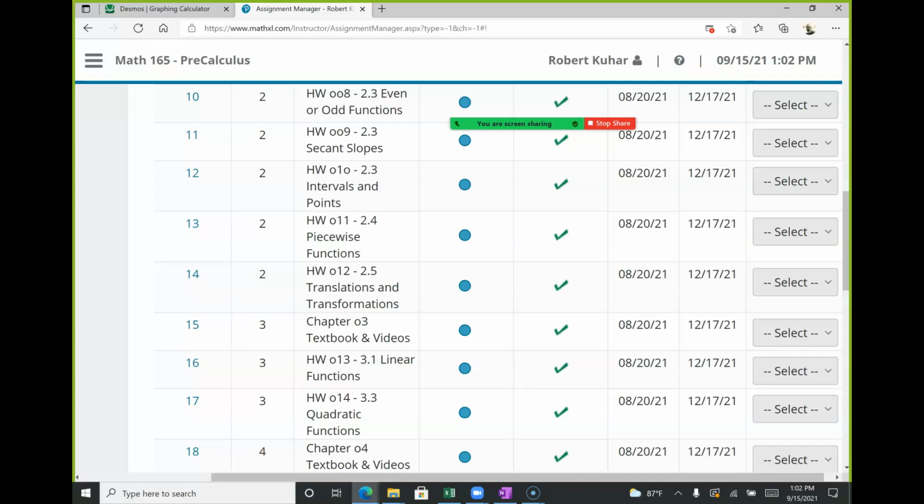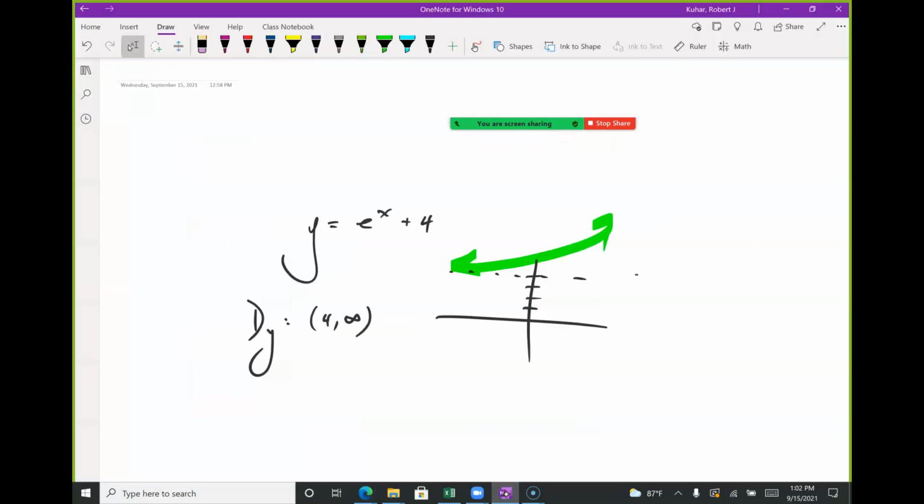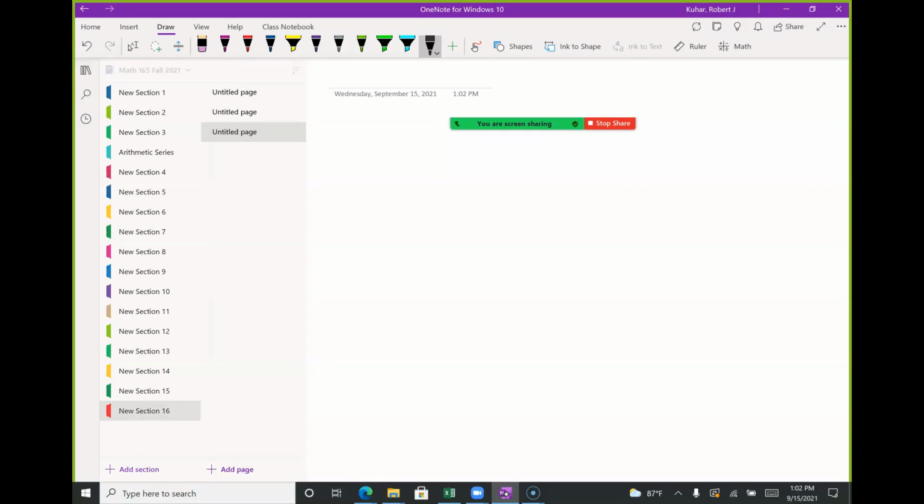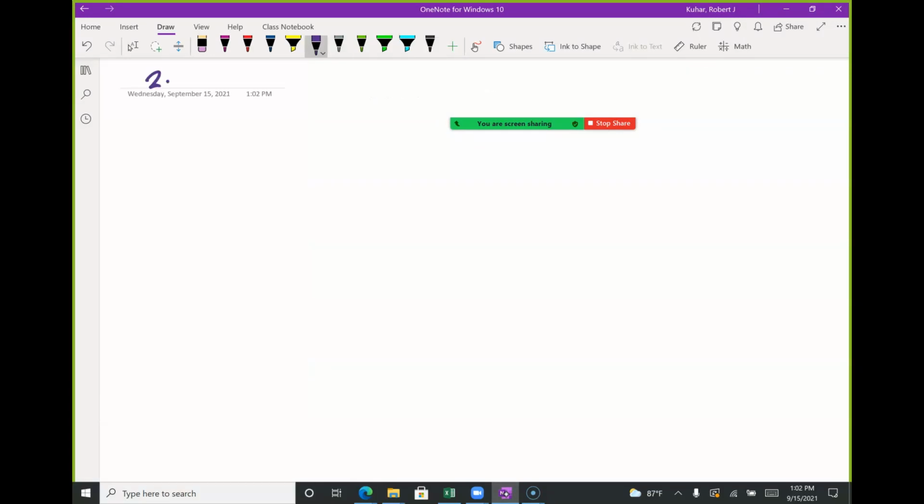All right, piecewise functions. This section sucks, but it's important, especially for where you're going, which is the calculus class. So piecewise functions. This is 2.4. It's the only section of 2.4. And then we have one last section of chapter 2, 2.5, which is on transformations and translations of functions. Pretty easy.